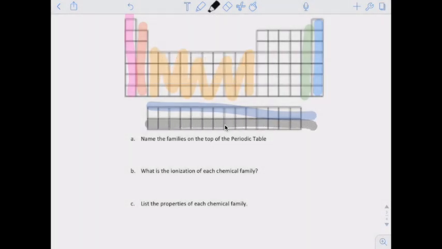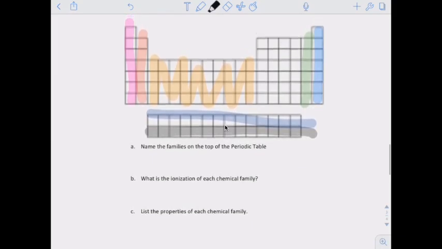B, it says, what is the ionization of each chemical family? So for our alkali metals, which are these guys right here, it's going to be +1. Alkaline earth metals will be +2. And then when we're getting over here, it's just important to know +3, plus or minus 4, and then group 15 is -3, 16 is -2, 17 is -1. Just some things we need to know for later on.